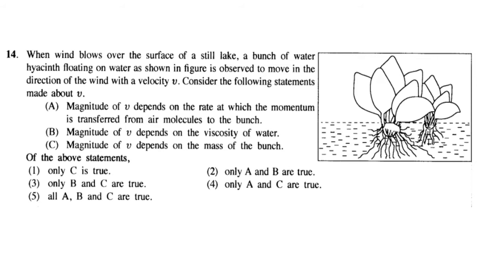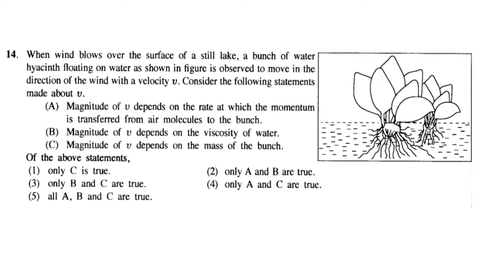Now to start the motion of this bunch, there should be a force on this. That force is given by the rate of change of momentum. So here when the rate of change of momentum is more, that is force is more, then v is more. Then A is right.